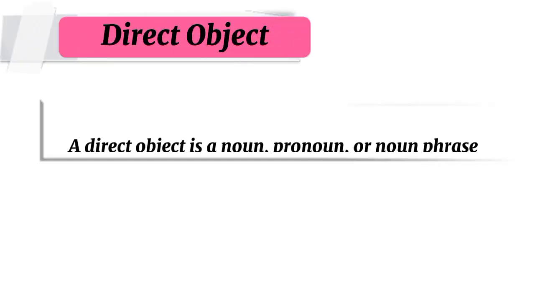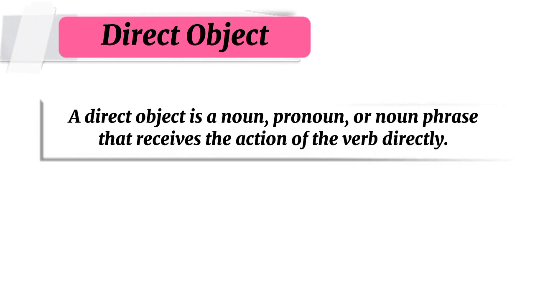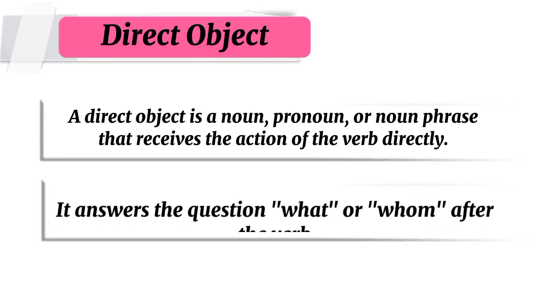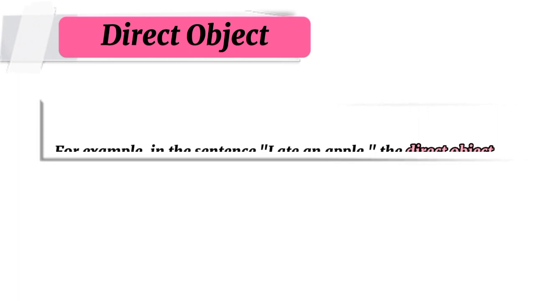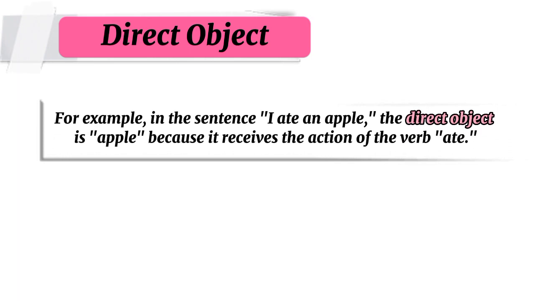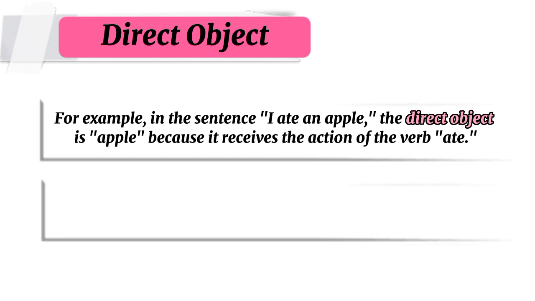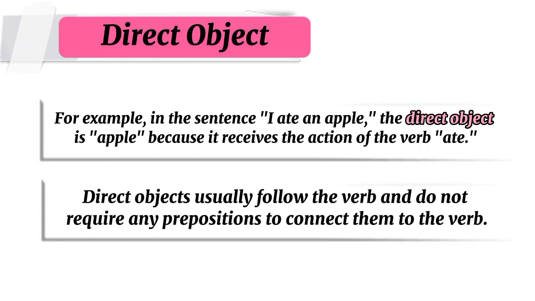Direct object. A direct object is a noun, pronoun, or noun phrase that receives the action of the verb directly. It answers the question what or whom after the verb. For example, in the sentence, I ate an apple, the direct object is apple because it receives the action of the verb ate. Direct objects usually follow the verb and do not require any prepositions to connect them to the verb.